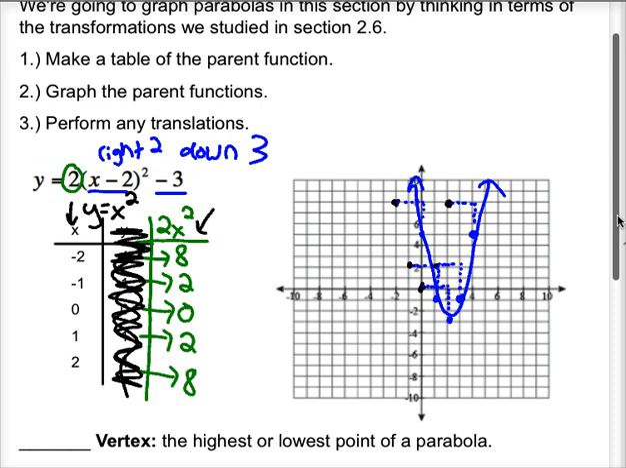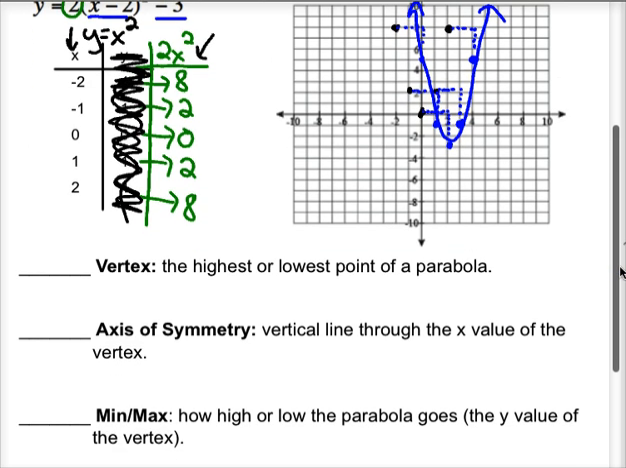Now, with these quadratics, there's a lot of vocabulary that goes into them. So after you graph it, the next thing is interpreting all of that vocabulary that I need you to know. So the first thing is the vertex. Now, the vertex should not surprise you, all right? So the vertex is going to be that point right here, that bottom point. So what are the coordinates of that point? Well, 2, -3.